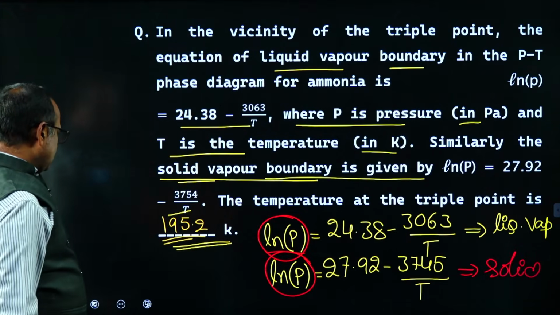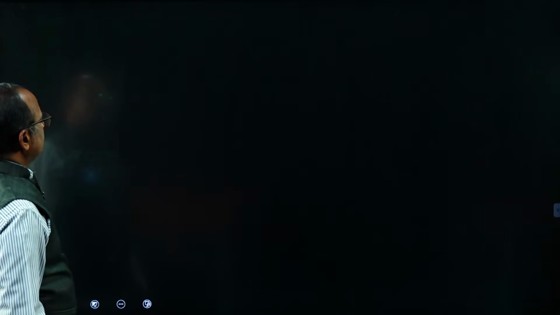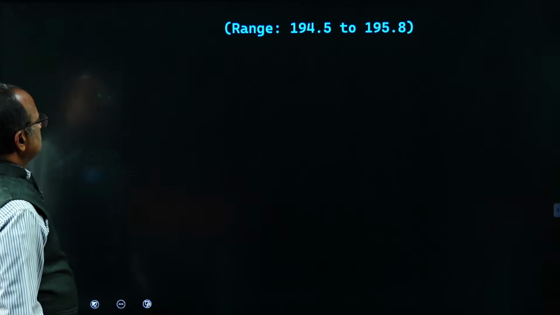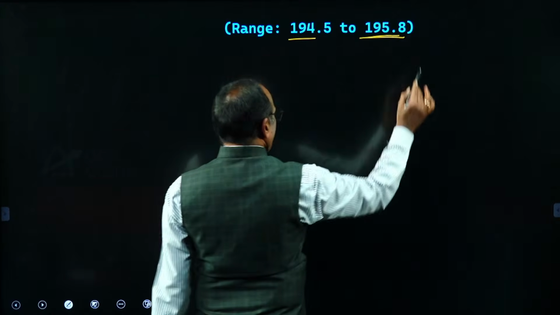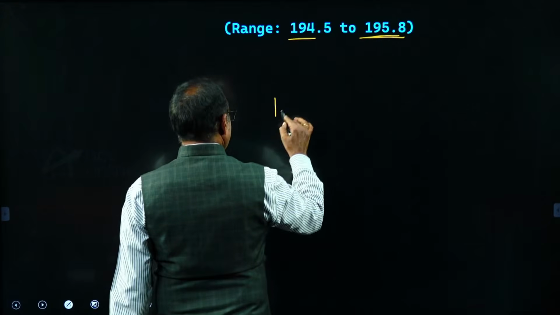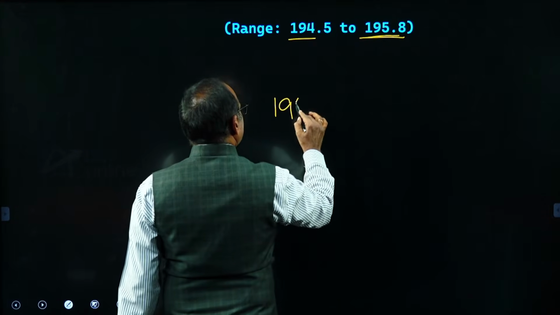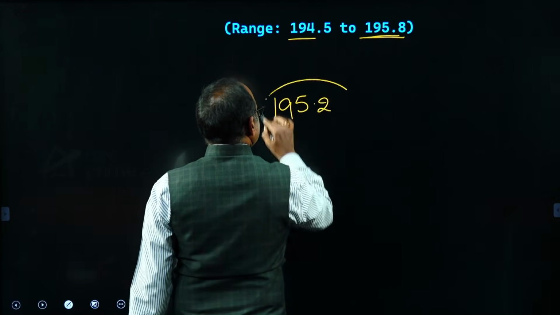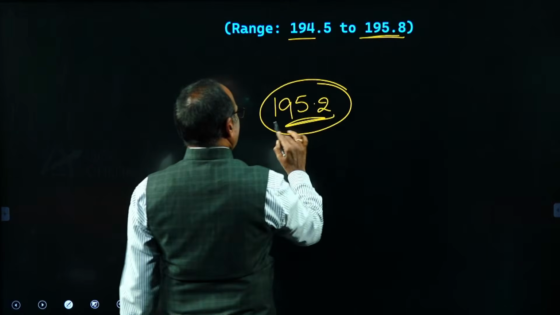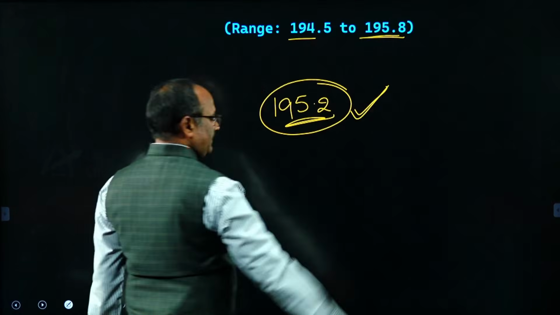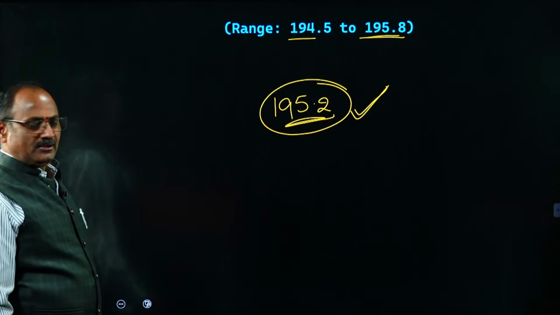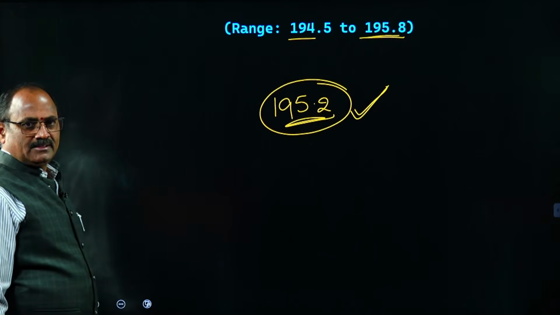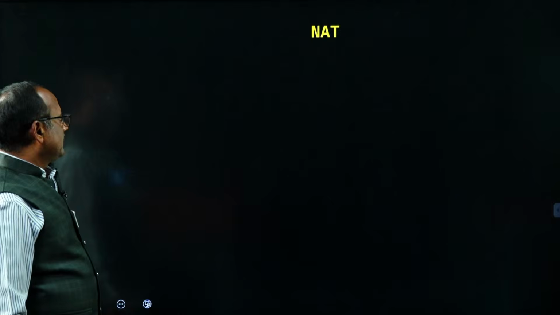Okay. Let us see the range which is given. Look at the range, 194.5 to 195.8, but our answer is 195.2. Since this value is within the range, our answer is absolutely correct. Understood clearly? Easy only, but quite lengthy problem. Okay. Let us take another question.